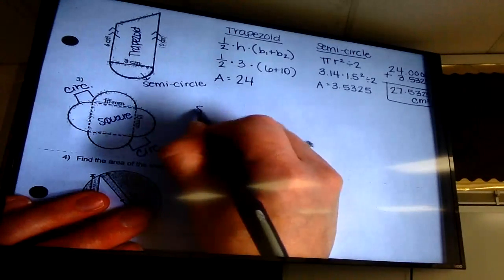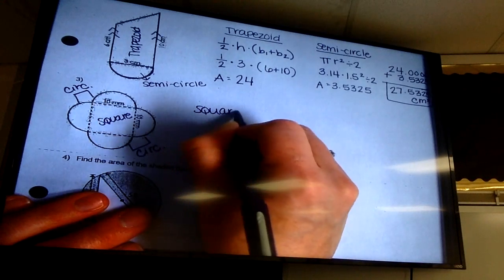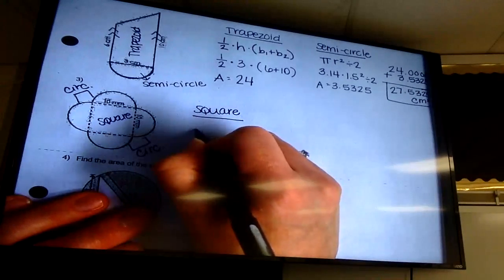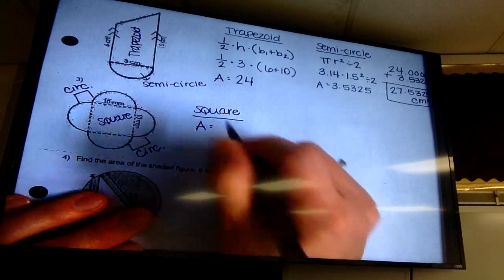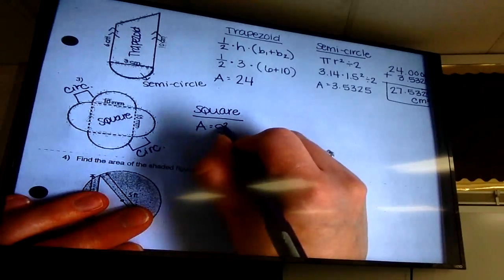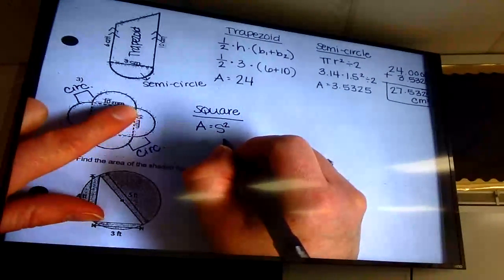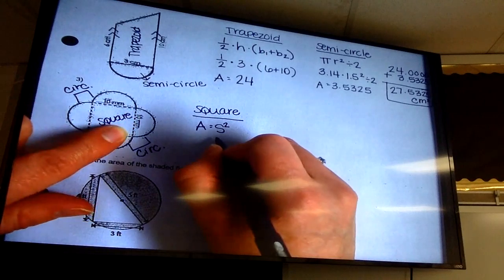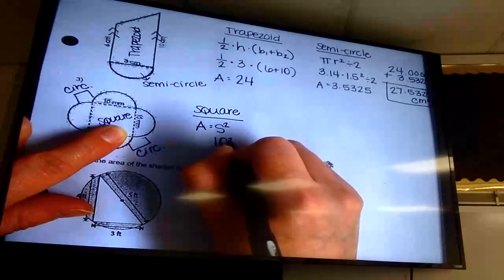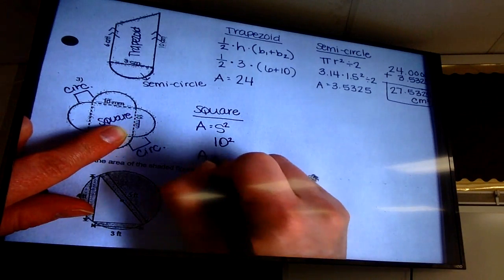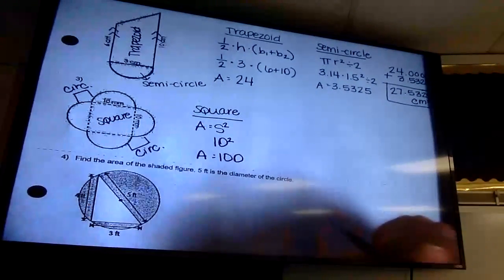I'm going to start with a square first. So you could say area equals length times width, or a fancy one for squared is side squared. I know the length of one of my sides, and since in a square all sides are the same, I would say 10 squared. I know my area is 100.